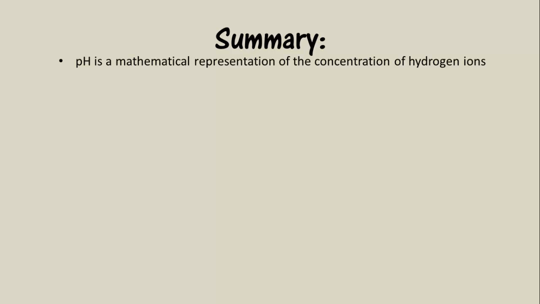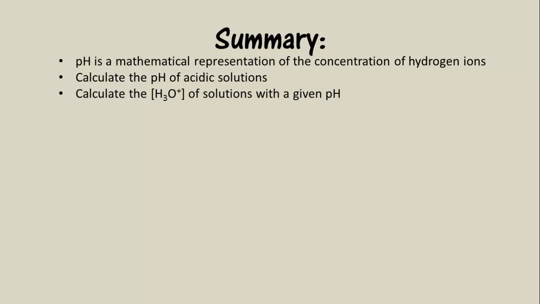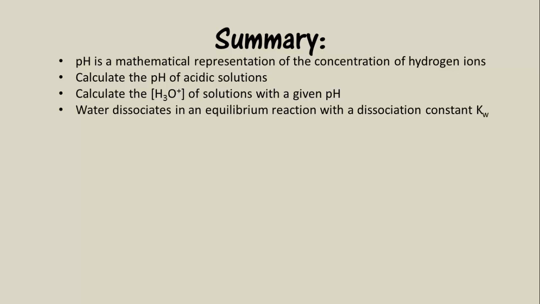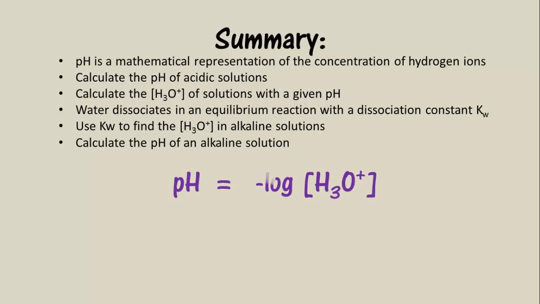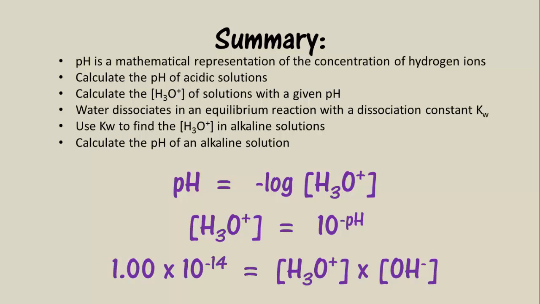So that's it. If you were paying attention, you would have learned that pH is a mathematical representation of the concentration of hydrogen ions. You would have learned how to calculate the pH of an acidic solution, how to calculate the hydronium ion concentration of solutions with a given pH. You would have learned that water dissociates in an equilibrium reaction and has a dissociation constant called Kw. That we use the Kw to find the concentration of hydronium ions in an alkaline solution, and then how to calculate the pH of an alkaline solution. A lot of learning intentions in one video.